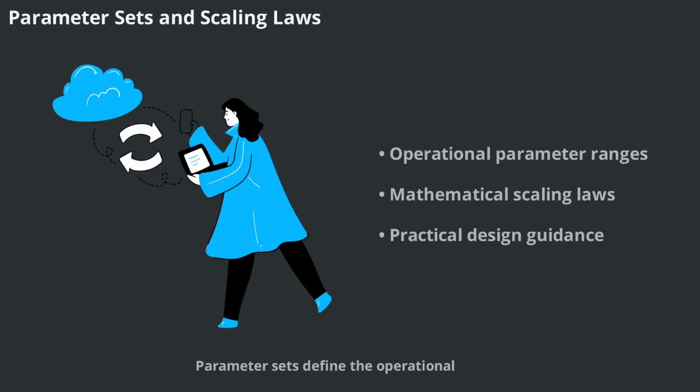Parameter sets define the operational ranges for polariton and structural fields, guiding the selection of materials and device architectures. Scaling laws provide the mathematical relationships needed to translate theoretical predictions into practical designs, ensuring that HPMF can be applied across different length and timescales.